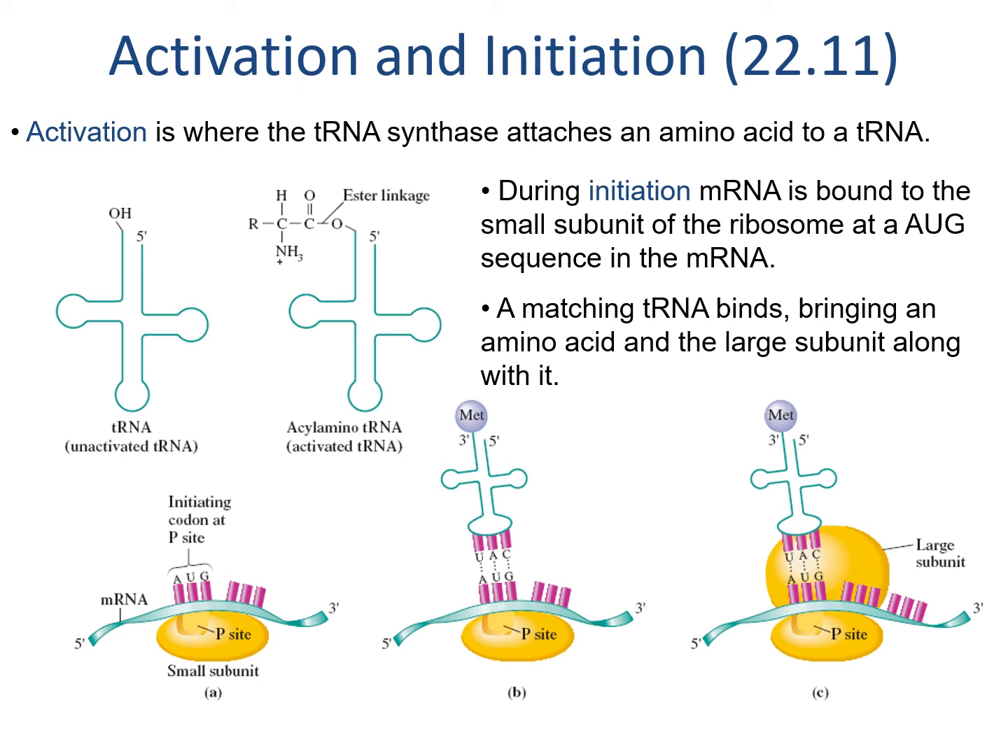After activation, the mRNA will be bound to the small subunit of the ribosome at an AUG sequence, remember that's the start codon, in the messenger RNA. A matching tRNA is going to bind and bring along an amino acid, in the case of the start codon, a methionine, and a large subunit along with it. So now we have a single tRNA bound into the ribosomal complex at what we call the P site.